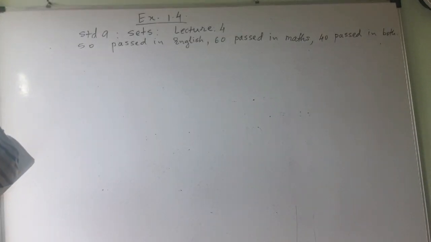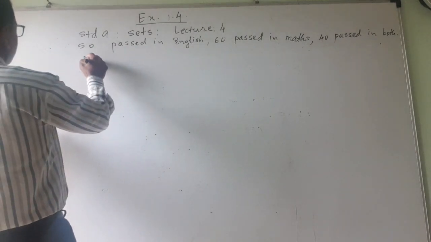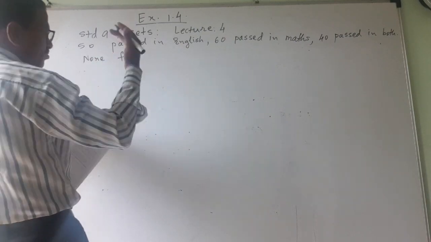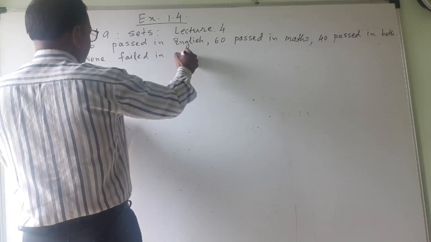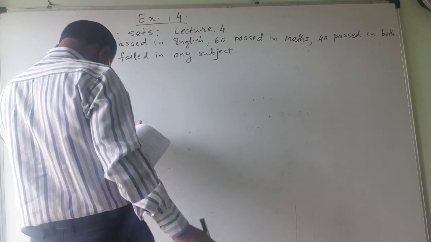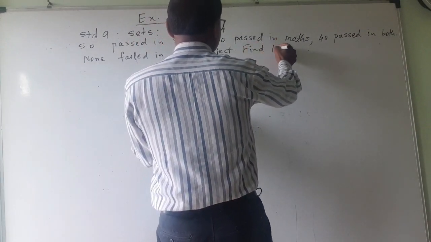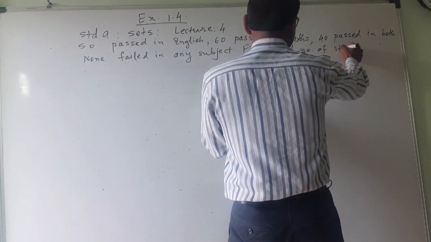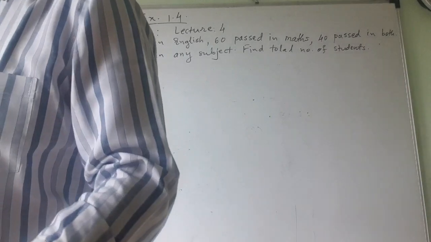Now they say none of them failed in any of the subjects. None means no one failed in any subject. So what is that? Find the total number of students. That is what A union B they want.